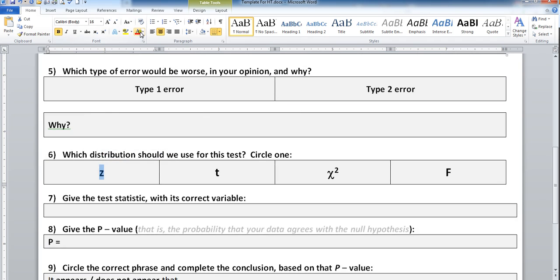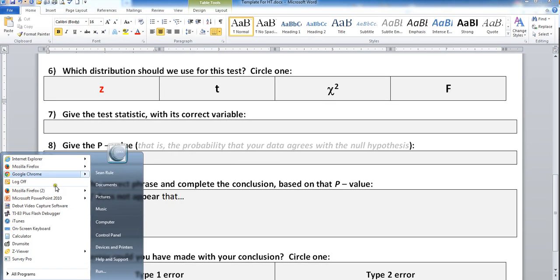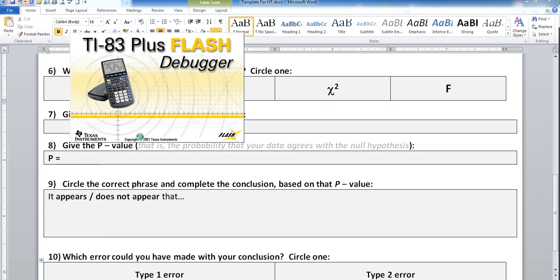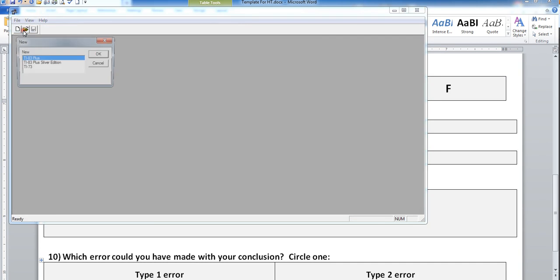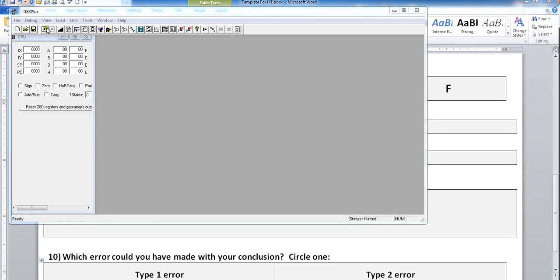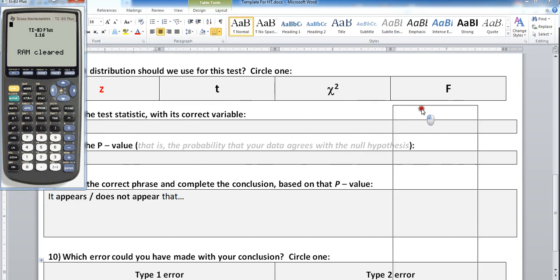We're going to use a z-distribution because this is definitely a proportion study. The test statistic and its correct variable. Oops, I should have had this ready for us already. Hang on one second, friends. Let me fire up a TI. Sorry about this. Let's make a new TI-83 Plus. There we go. All right, so here she is.